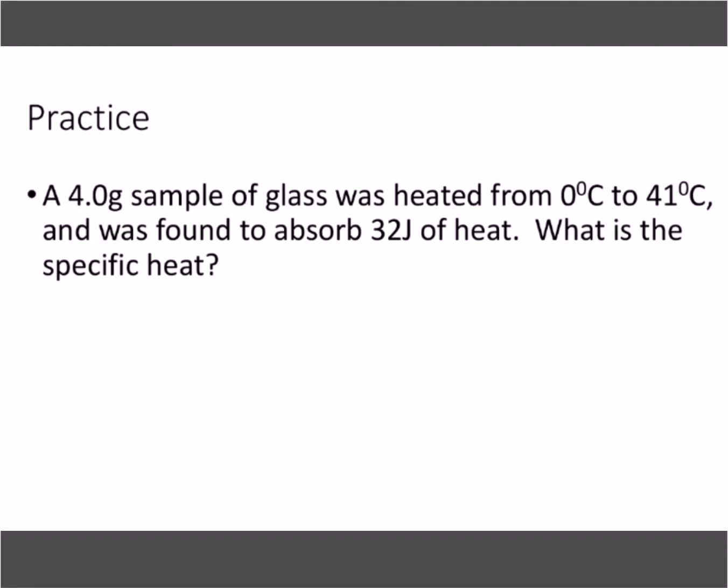All right, here we go. Let's take a look at a practice example. 4-gram sample. What is grams? What variable goes with grams? Mass. So mass equals 4.0 grams. A 4-gram sample of glass was heated from 0 degrees Celsius to 41 degrees Celsius. So I've got two temperatures. If I have two temperatures, what am I going to be looking for? Did we just say in our last slide? The change, right? Now, state is going to come into play. Okay, we'll see how that plays here. So we've got delta T is what we're going to look for with those temperatures.